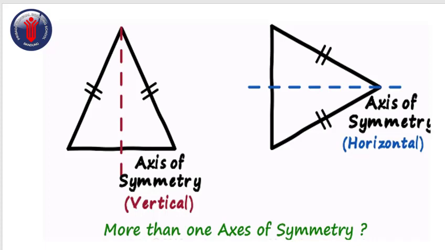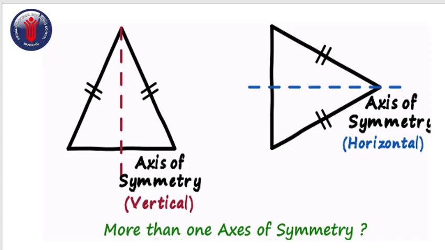Both these lines we see here are called line of symmetry. This triangle has a vertical axis of symmetry. This triangle has a horizontal axis of symmetry. Now, I want you to think about the next question I'm going to ask you. Can a shape have more than one line of symmetry? Can it be?